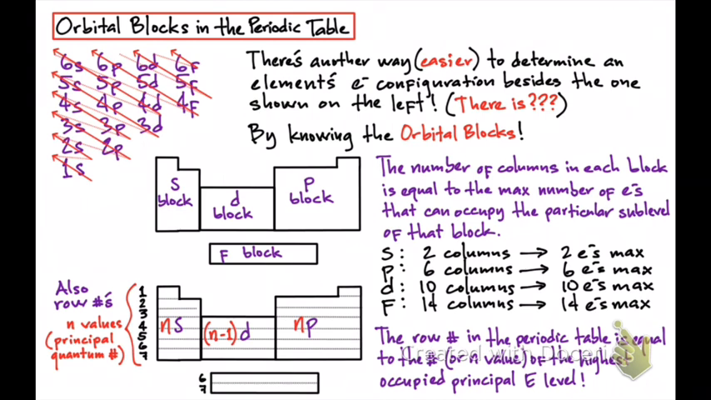And then once you hit the F block at the bottom, it becomes n minus 2. So that means that if your row number is 6, then you subtract 2 from 6, it becomes 4. So you have 4f, and then down below it is 5f, because 7 minus 2 is 5.